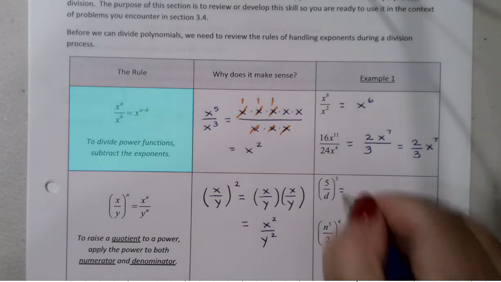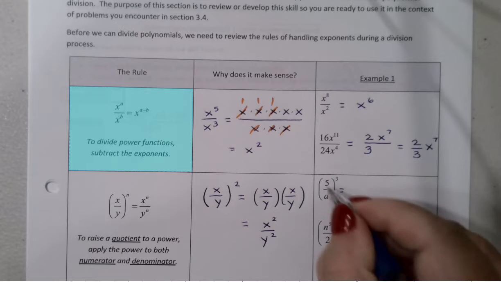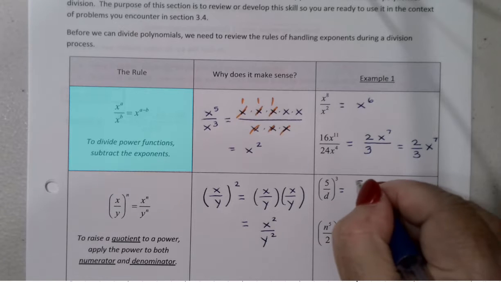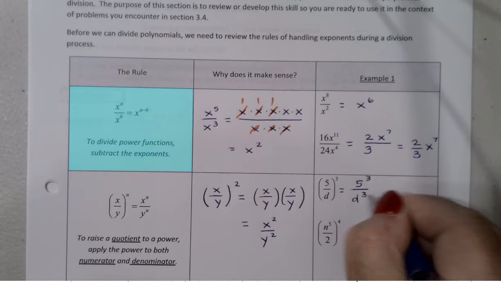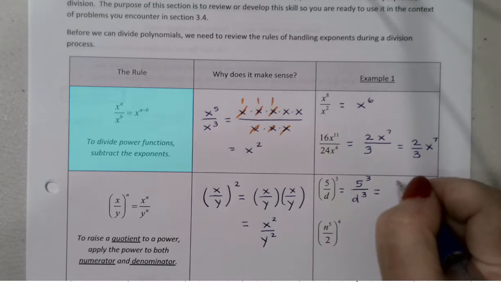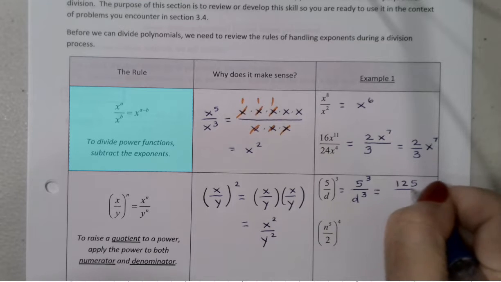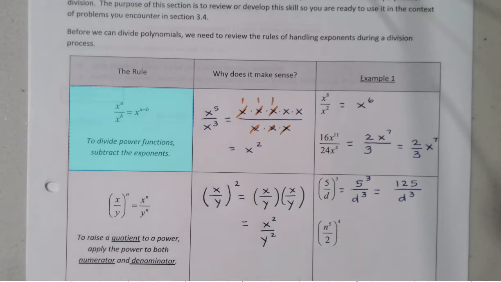If I think of that in my couple of examples over here, I want to take the third power of this fraction, so that would be 5 to the third divided by d to the third. Now, of course, the numerical part we can do. 5 to the third is 125 divided by d to the third. And that would be our simplified form.